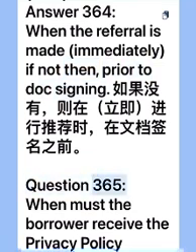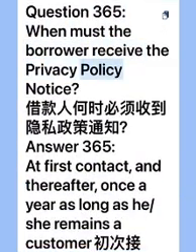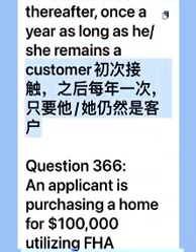Question 365. When must the borrower receive the privacy policy notice? Answer: At first contact, and thereafter, once a year as long as he/she remains a customer.